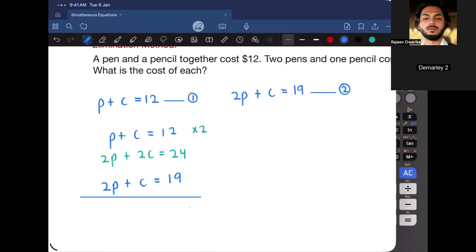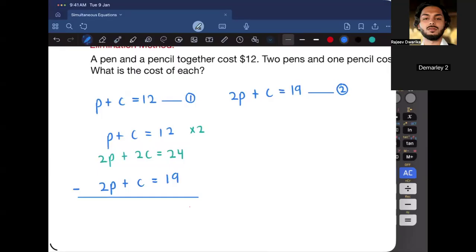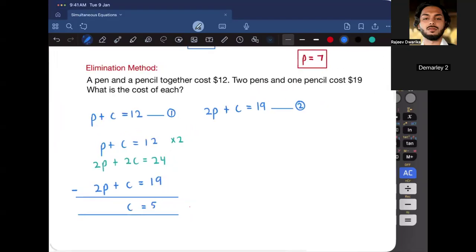Minus. So what is 2P minus 2P? Nothing, right? 0. What is 2C minus C? C. What is 24 minus 19? That's 5. Bam, you get the answer one time. C is equal to 5.